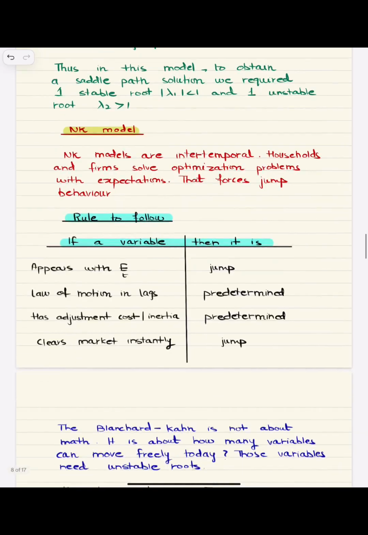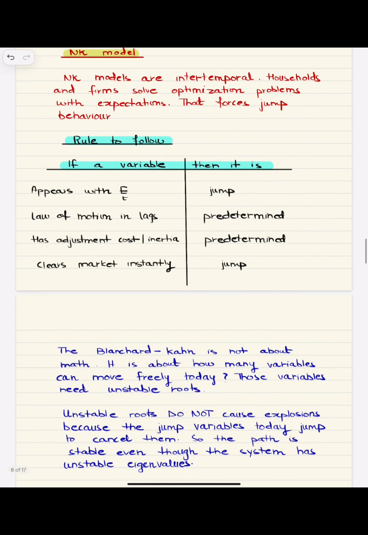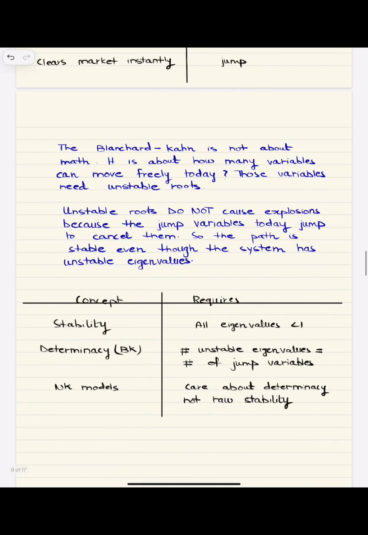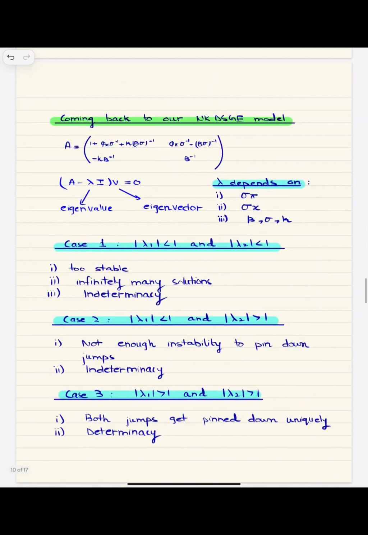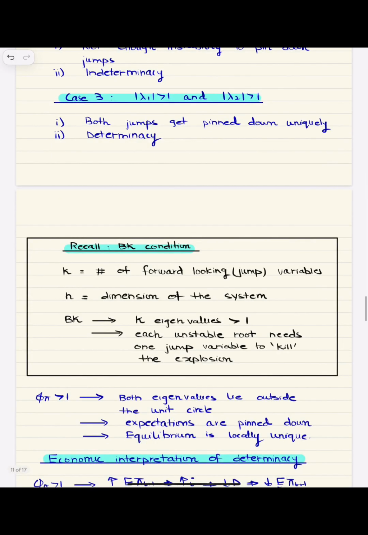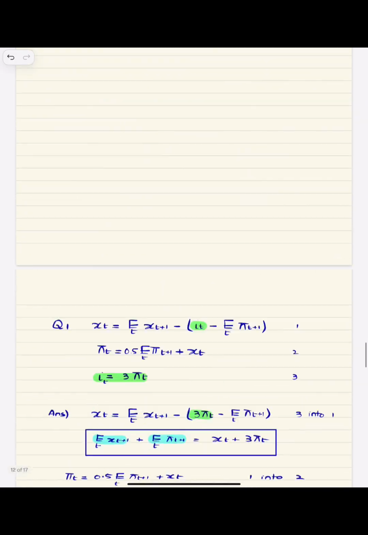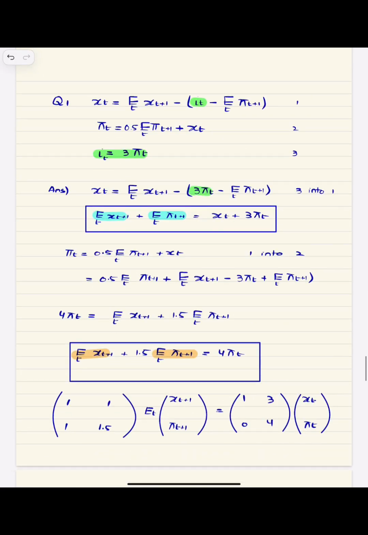Okay, so coming back to the New Keynesian model, you can find these notes in the description of the playlist, Macroeconomic Analysis. I'm going to skip the theory, since I've explained that in words, and jump onto a question, because that is always better for understanding a concept. Suppose we have these three equations: the IS, the Phillips curve, and the Taylor rule.